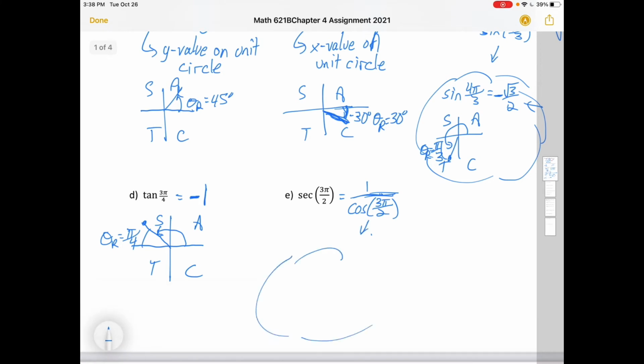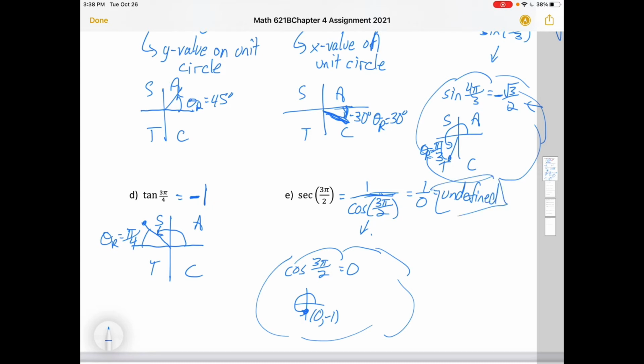I'll go off into my sort of dreamland here and talk about the cosine of 3 pi over 2. It happens to be right here. It's on the axes. It's at the point 0, negative 1. And cosine's always the x value. So cosine is 0. If cosine is 0, then its reciprocal is 1 over 0, or undefined. And we should say undefined. We don't want to leave a final answer of 1 over 0.